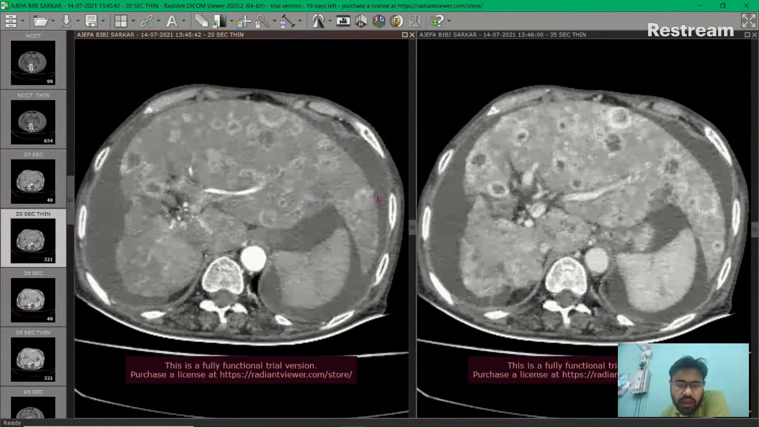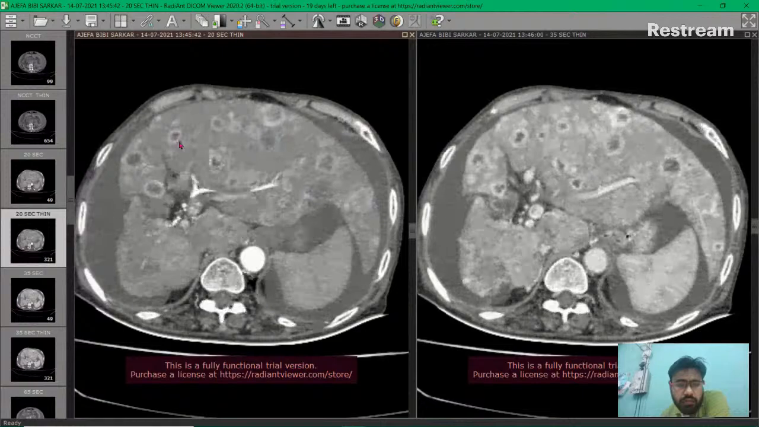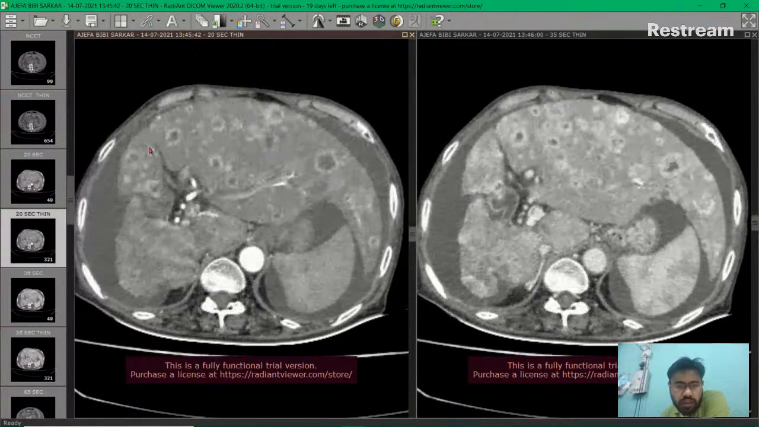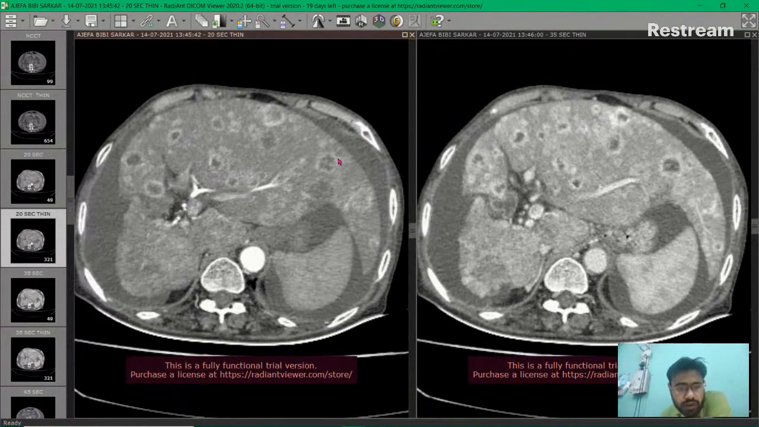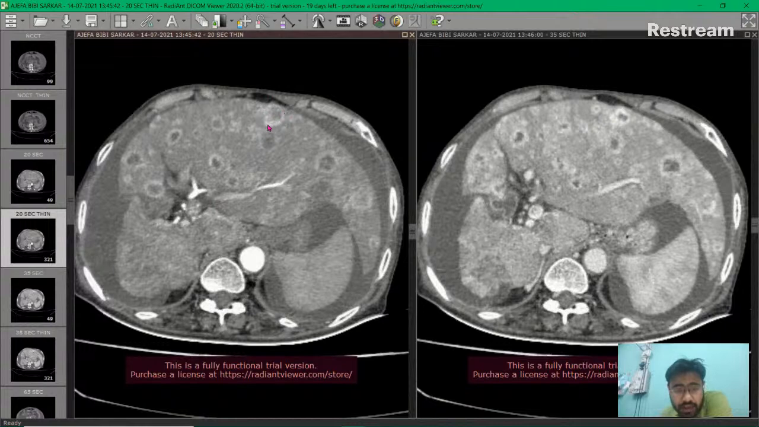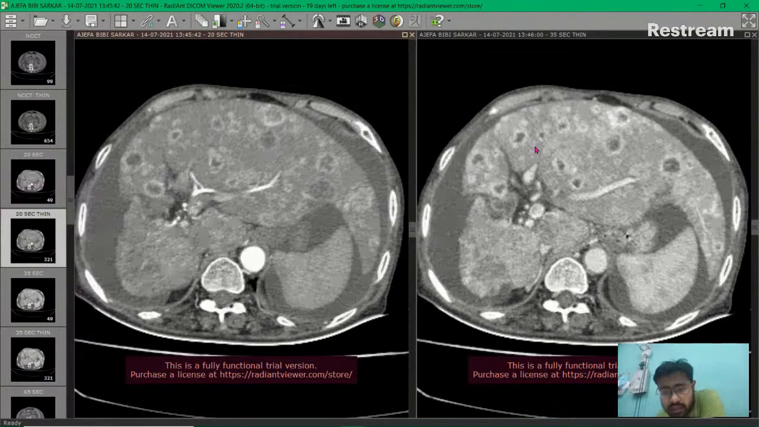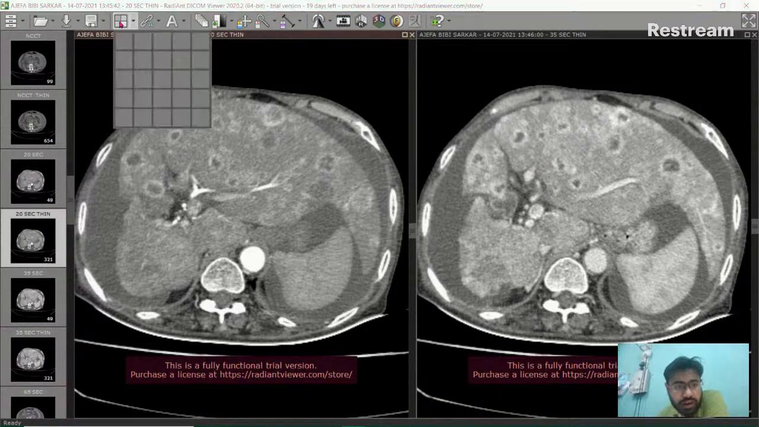So first see in the early arterial phase at 22 seconds, can you see that there are innumerable lesions, distributed throughout both lobes of the liver, left lobe as well as the right lobe? And these lesions are peripherally enhancing with central necrosis. That means it is an early arterial ring pattern of enhancement, followed by the 35-second image, where you can pretty well see that these lesions are retaining the contrast also.